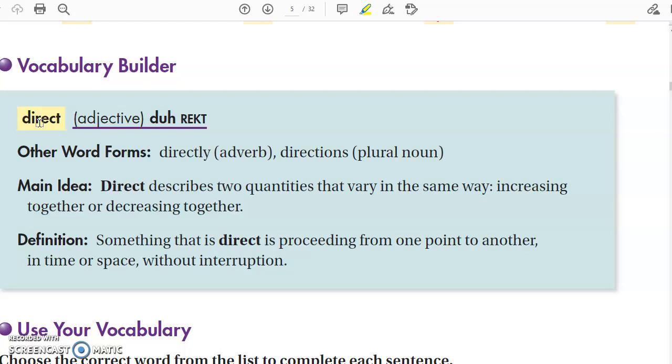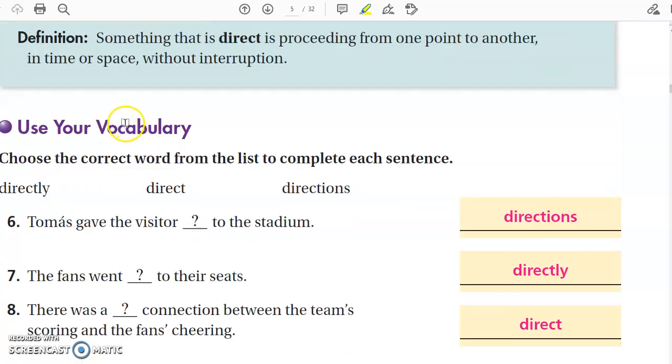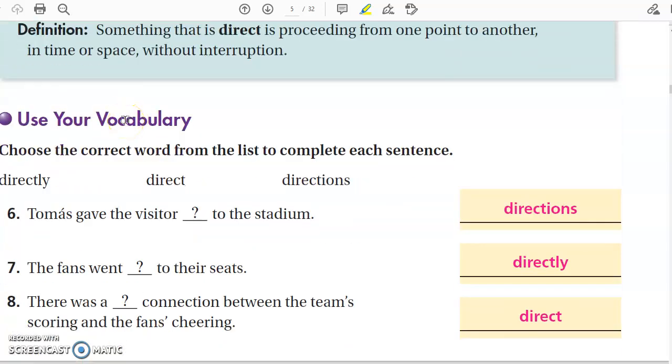Definition. Something that is direct is proceeding from one point to another point in time, space, or interruption. Choose your vocabulary. And I love these. These are like Membean. I love Membean. Membean is one of my favorite things in the world. I play it every Friday night. Do you guys like to play Membean? It's a great game to play.